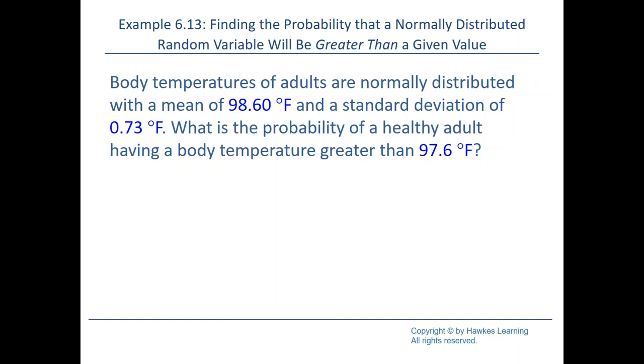So let's look at another problem. The body temperature of adults are again normally distributed with a mean of 98.6 degrees Fahrenheit, and the standard deviation is 0.73 degrees Fahrenheit. What is the probability that a healthy adult has a body temperature greater than 97.6? Now again, there's that key word: body temperature greater than 97.6. The body temperature represents our x value here, and we're looking at a greater than symbol.